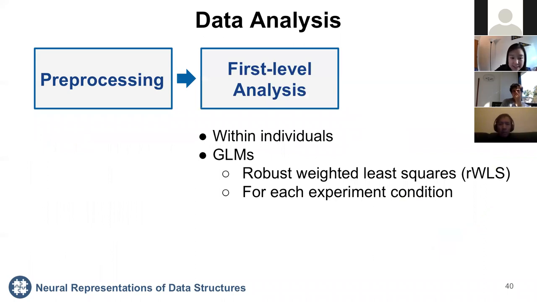Then with the pre-processed data, we conduct something called a first level analysis. So we specified first level GLMs per participant within individuals. And briefly, this analysis models the BOLD response to each experiment condition. For example, one condition we have in this first study is a mental rotation. Another condition is tree operations, like balancing a tree, for example.